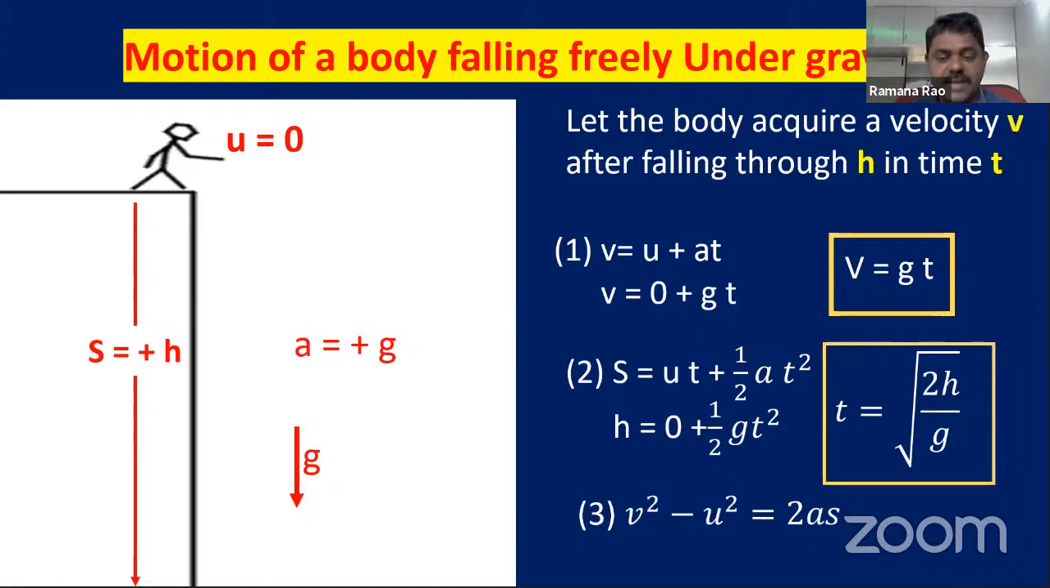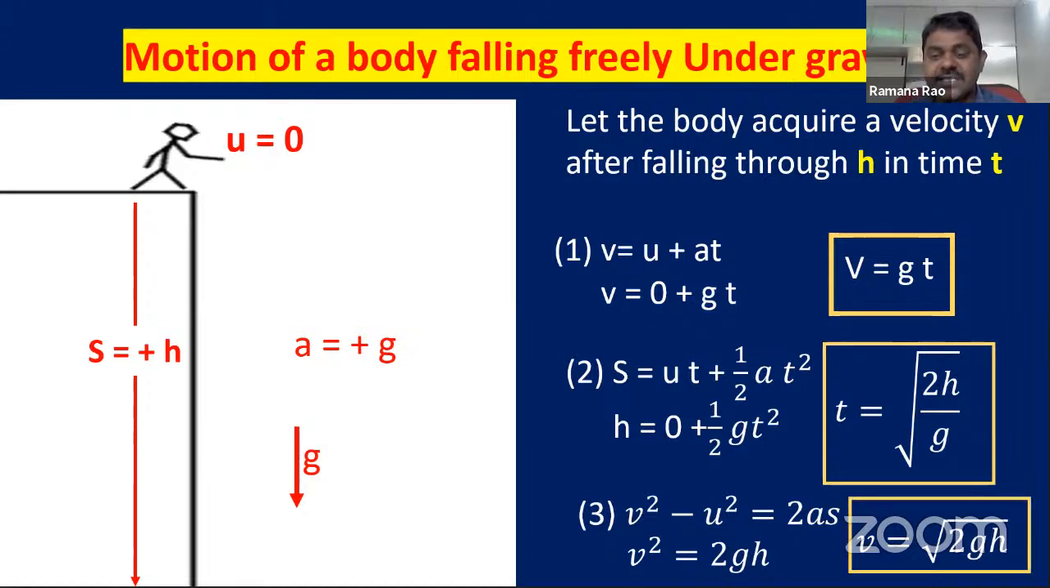Now third, v square minus u square is equal to 2as. u is 0, so v square is equal to 2g and s is h. So v is equal to square root of 2gh. From this equation, you can write v is equal to square root of 2gh.